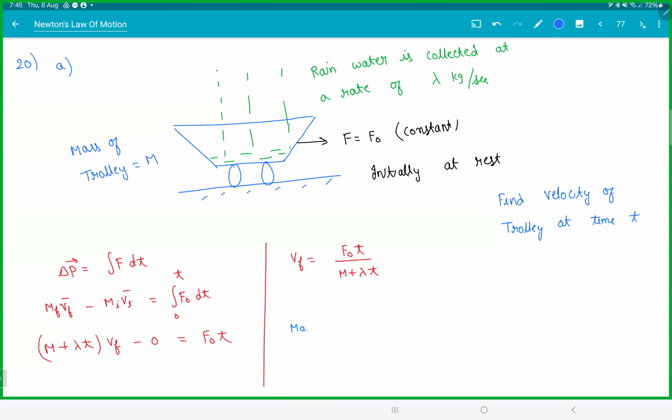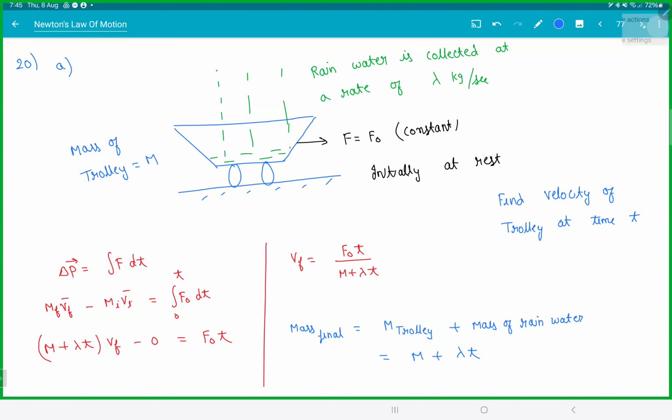So what is the final mass? The final mass has two components: mass of the trolley, which is constant, plus mass of the rainwater collected. So in time t, how much rainwater comes inside? Lambda into t. Every second you're getting lambda kgs. So after time t, this will be lambda t. Make sense? So the mass of the trolley is increasing. The final mass of the trolley is m plus lambda t. Clear with this? You can't use F is equal to ma and then integrate, because the moment you say F is equal to ma, that itself is gone wrong.